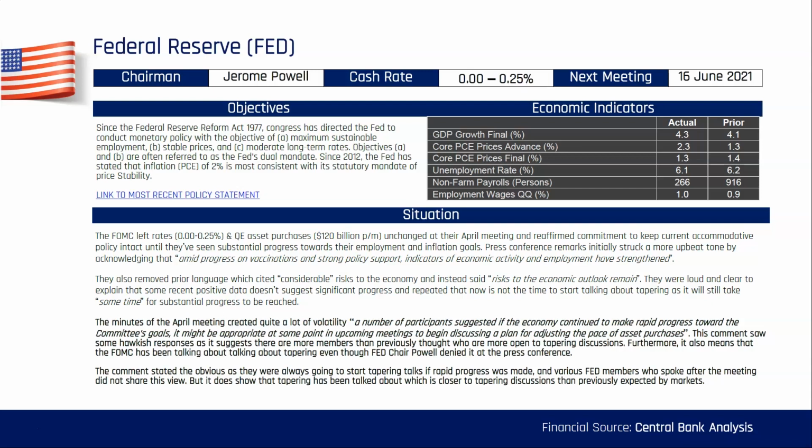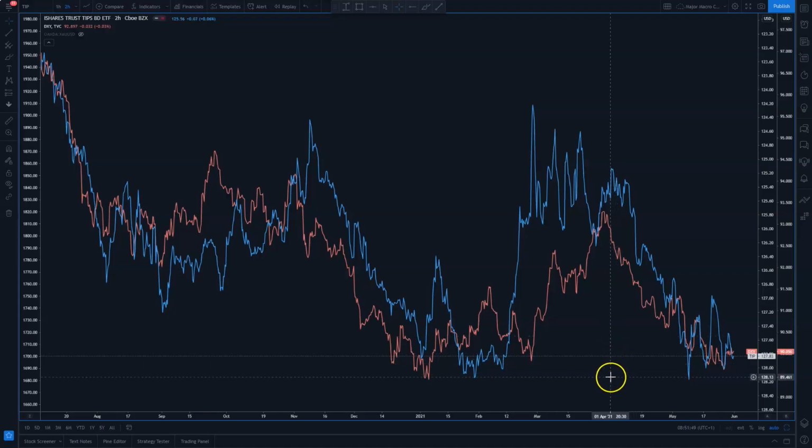Now, that in itself doesn't mean that the Fed is going to start talking about tapering next week or even next month, but it does mean that the incoming data will be even more important than ever because the markets will use that incoming data as a potential gauge for when the Fed will step up to the plate and start talking about it. Now, the other interesting driver is, of course, like we mentioned, real yields.